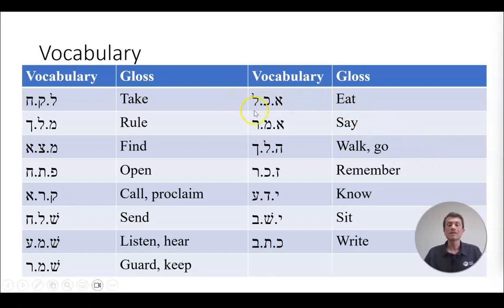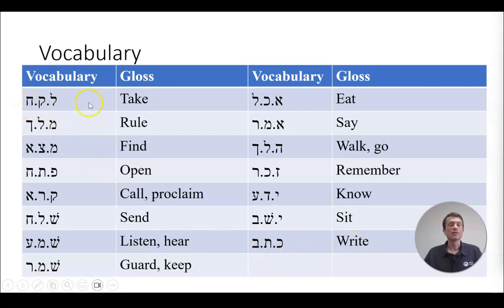So akal is the verb to eat, akal. Amar, which you already know, is the verb to say or speak. Halak, another really common word in Hebrew you already know, means to walk or go. Zakar means to remember. Make sure you remember this word, because it's kind of ironic when you get it wrong on a quiz. Zakar, to remember. Yada means to know. Yashav is to sit. Katav, we just had in the previous lecture, is the word to write.